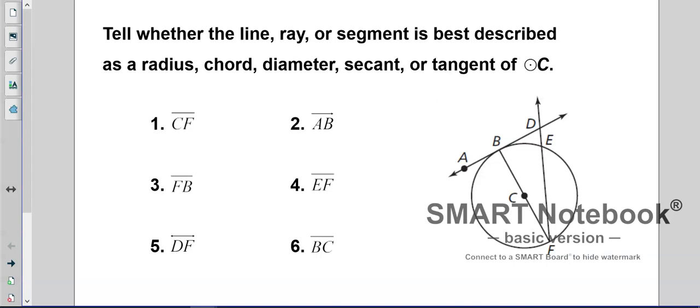All right, last section of Unit 11. We're going to start off with a little bit of review first. So some names. So CF. CF is right here. It goes from the center to the outer edge of the circle, which makes it a radius.